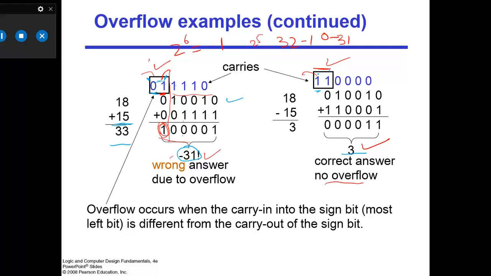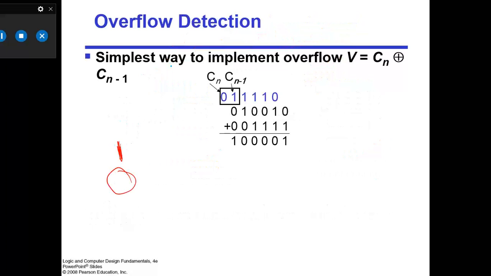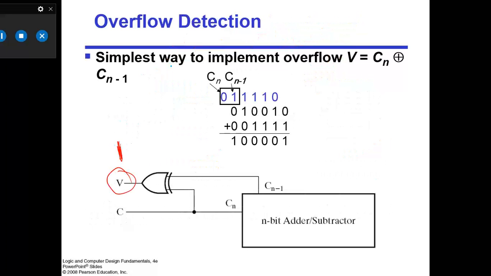Here the carry into the signed bit and the carry out of the signed bit are both the same, so no overflow is detected. We need to somehow detect this change. If these values are different, we can detect that overflow has occurred. So we can use a gate that detects if there is a change between the carry in Cn minus 1 and the carry out Cn. If there is, we can raise the overflow flag to 1, and carry will be generated as it was.